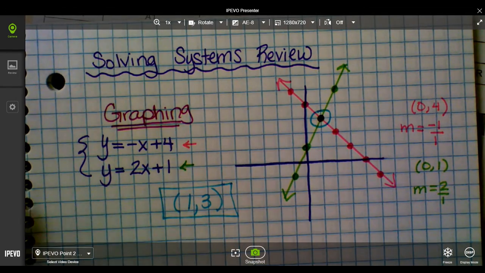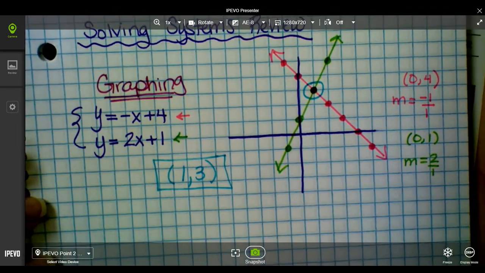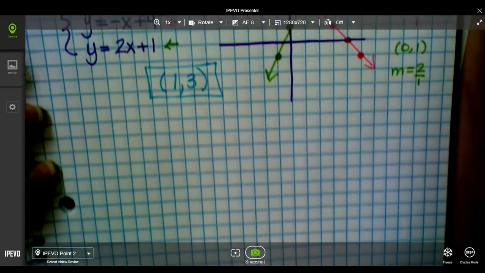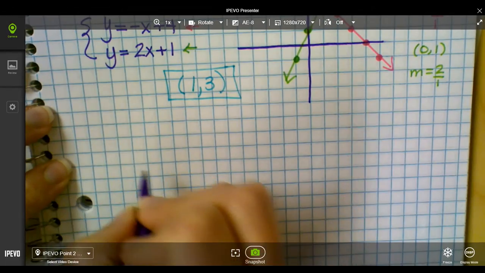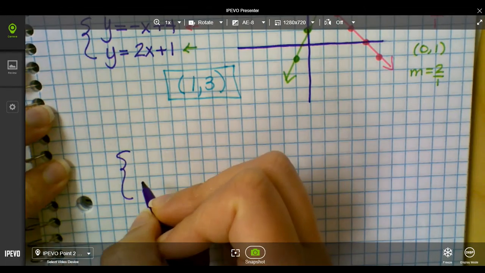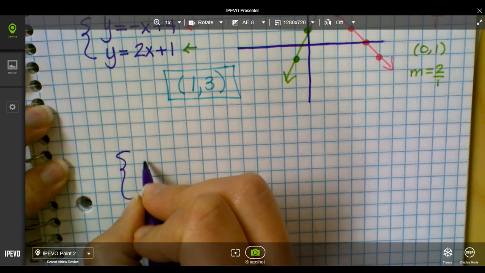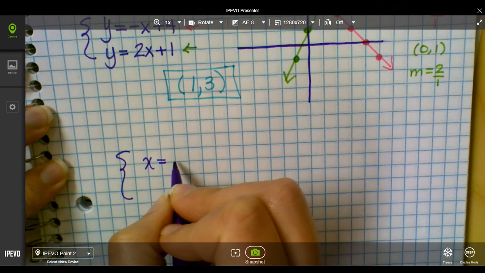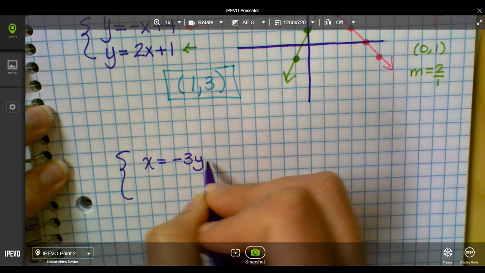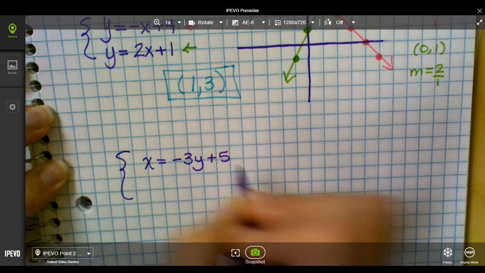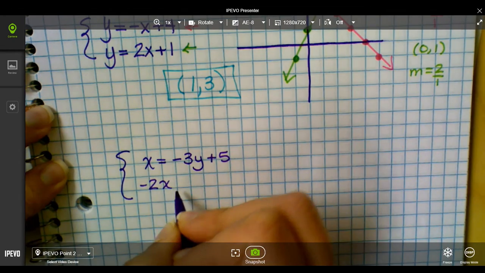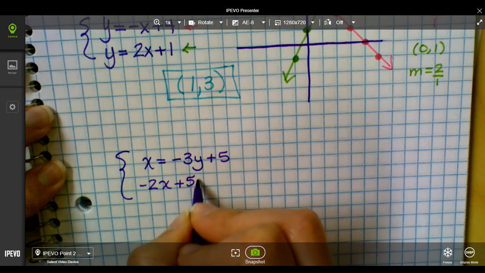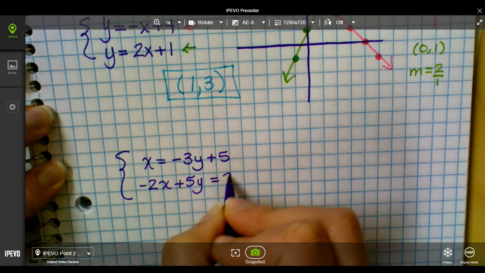Okay, my next system. Again, if you want to pause it from there, write everything down, feel free to do so. You can use those notes on your test. My next system is going to look like this. I have x equals -3y plus 5, and then -2x plus 5y equals 23.